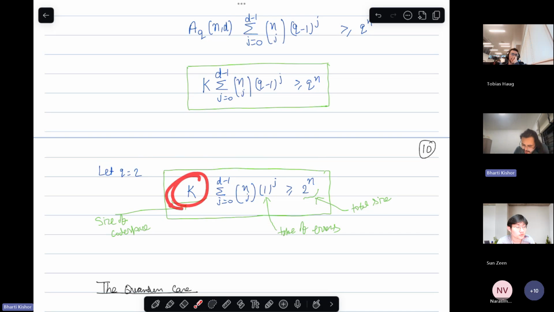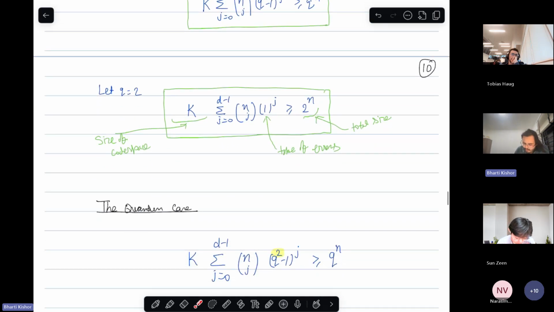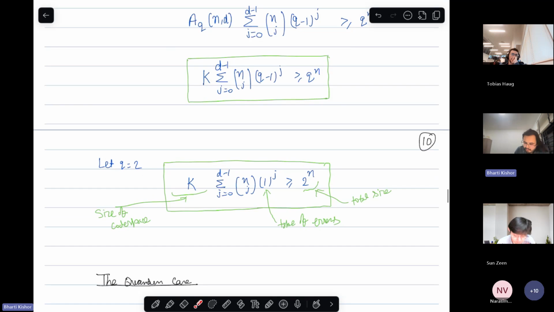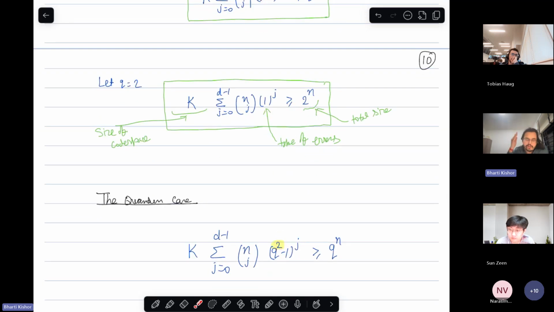And this is your size of the code space. This is the number of types of errors that you will have. And this is the size of the total space. In the quantum case, you have just a factor of 2. So here you have q and there you have a factor of 2. So in all three cases, Singleton, Hamming, and Gilbert-Varshamov, there is a factor of 2 difference between classical and quantum. In the Singleton bound this factor of 2 appears as a multiplicative factor, and in the Gilbert-Varshamov and Hamming bounds, it's in the exponent.